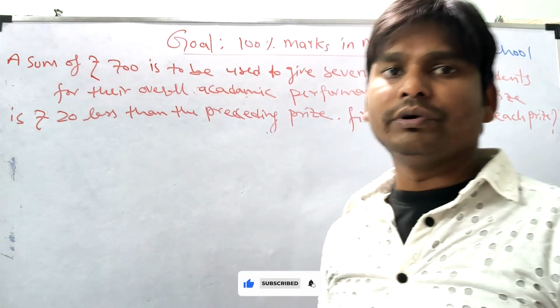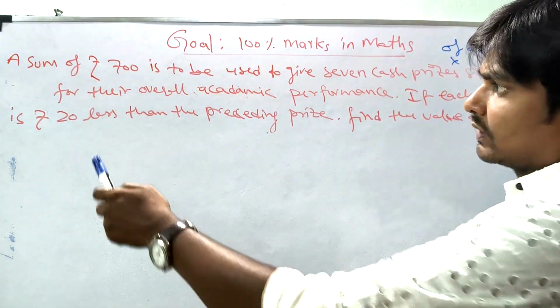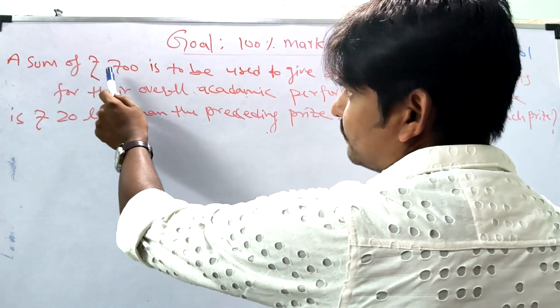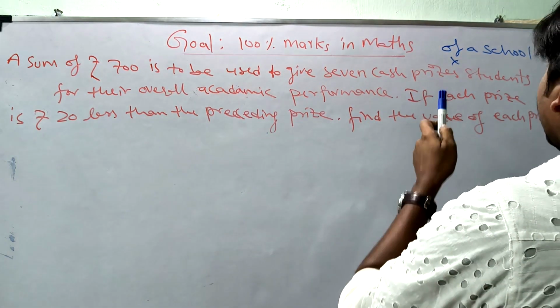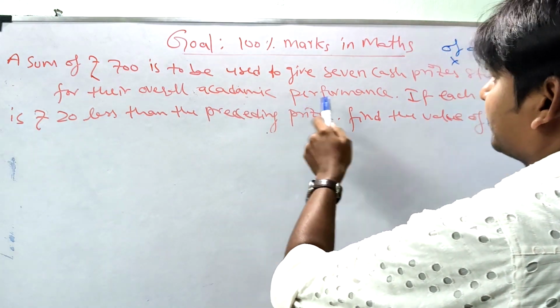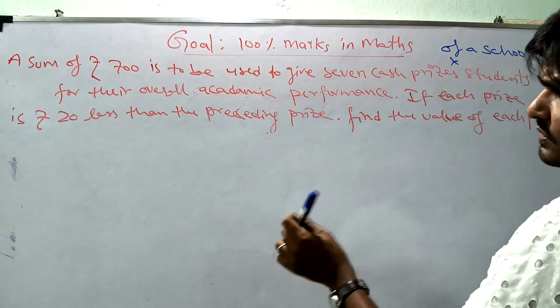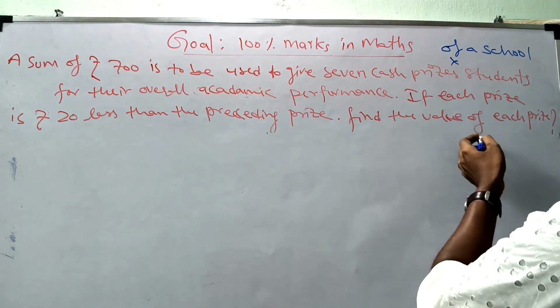Okay students, now we will discuss application based questions. Okay, first: a sum of rupees 700 is to be used to give 7 cash prizes to school students for their overall academic performance. If each prize is 20 rupees less than the preceding prize, find the value of each prize.